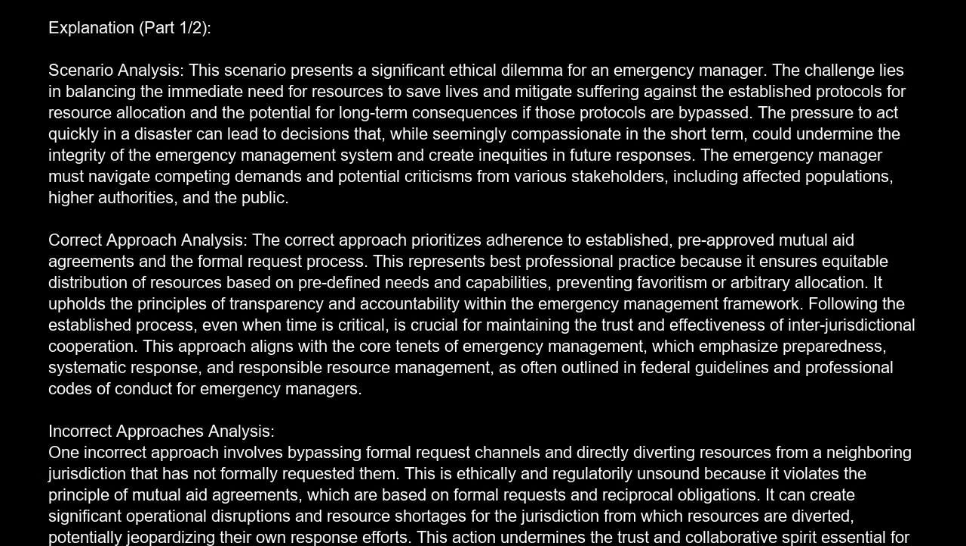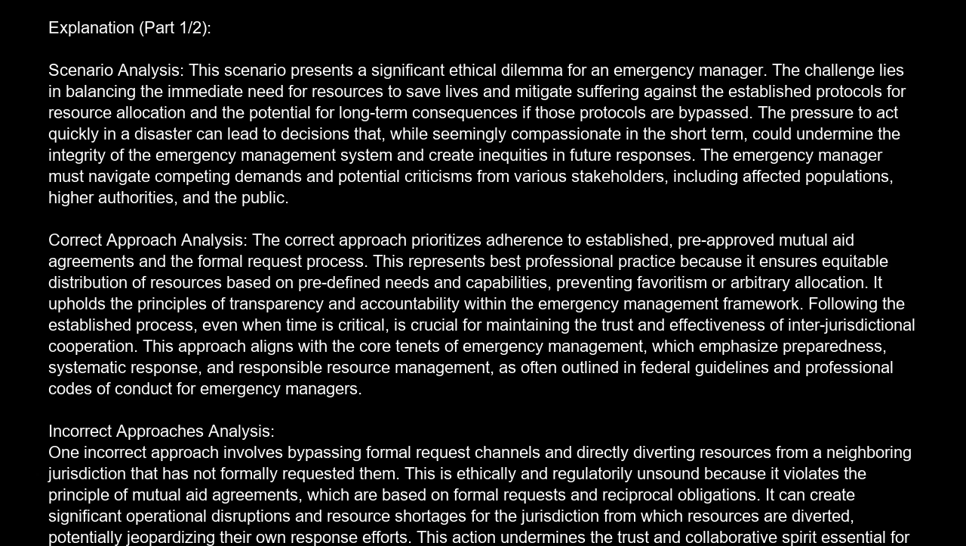Incorrect approaches analysis. One incorrect approach involves bypassing formal request channels and directly diverting resources from a neighboring jurisdiction that has not formally requested them. This is ethically and regulatorily unsound because it violates the principle of mutual aid agreements, which are based on formal requests and reciprocal obligations. It can create significant operational disruptions and resource shortages for the jurisdiction from which resources are diverted, potentially jeopardizing their own response efforts. This action undermines the trust and collaborative spirit essential for effective emergency management.